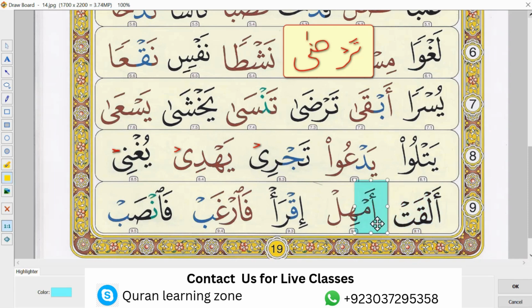And the next one, hamza mim zabar, ha lam zir hil, hil. And the next one is here, hamza qaf zir iq, ra zabar hamza ra, iqra. You know that hamza is read with a jerk sound, that's why we will read it like that, iqra. And the next one, fa connects with the next ra, fa ra zabar far, ghain ba zabar ghab, farghab. And the next one, fa nun zabar fan, sad ba zabar sob, fansab.